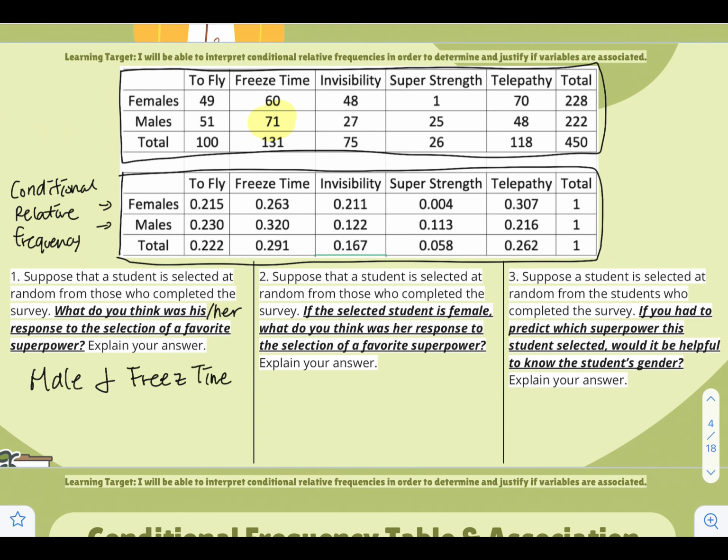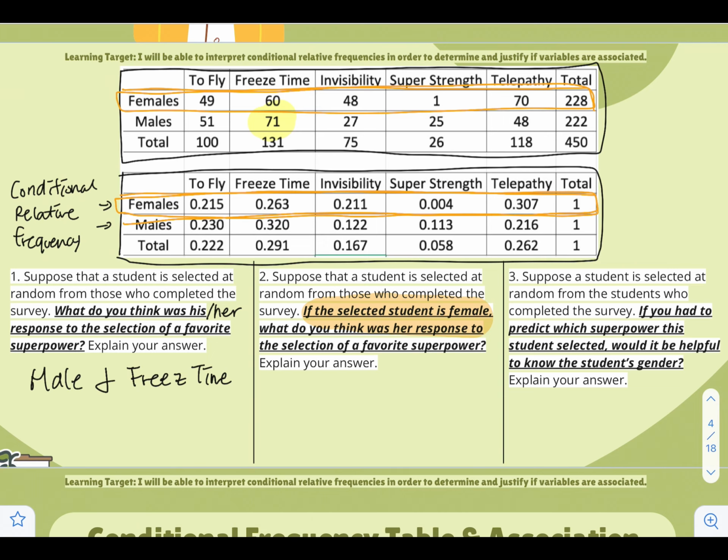Number 2, suppose that a student is selected at random from those who completed the survey. If the selected student is female, what do you think was her response to the selection of a favorite superpower? Explain your answer. Now we have a condition, which is the fact that the selected student is female. So we are not going to worry about the male students. I'm only going to focus on the female students here. Or you could even use this one as well. It really doesn't matter.